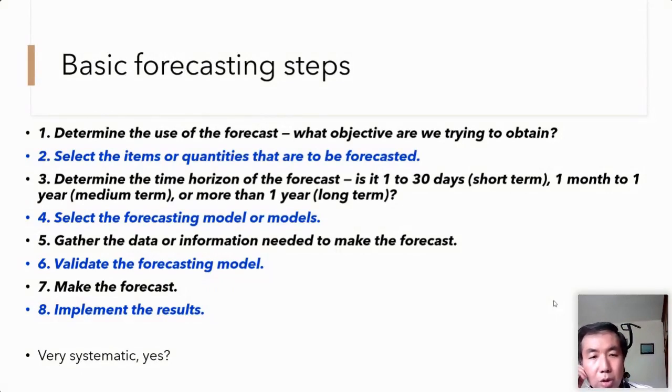Step number 1, of course, is to determine what is the use of that forecast, what objectives you are trying to obtain. Let's pause on this first. As I've said earlier, one of the immediate uses, I think you can guess, for the next few months, is survival, at minimum, in the worst case. So for a lot of businesses, cash flow planning is going to be of the most importance.